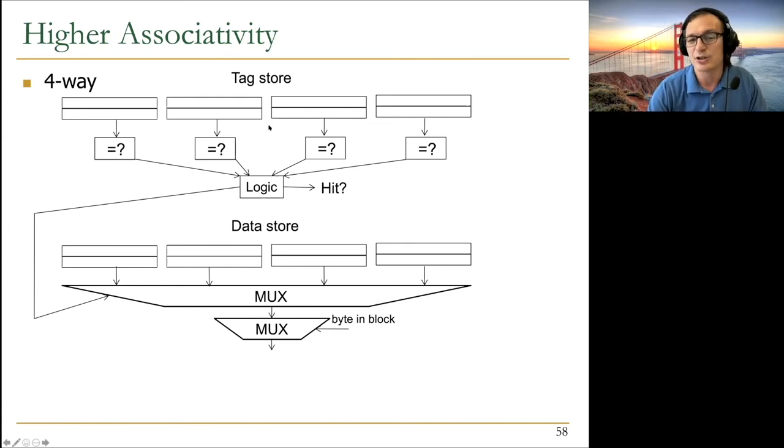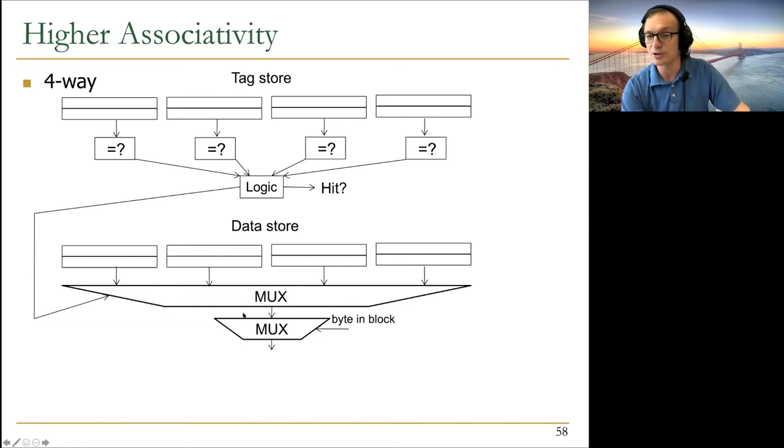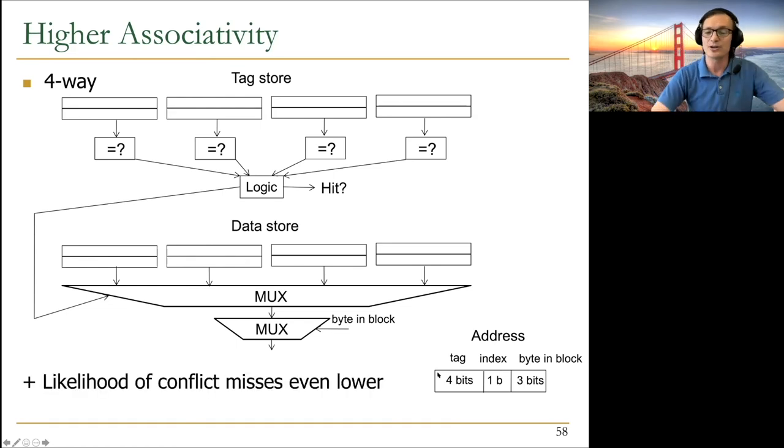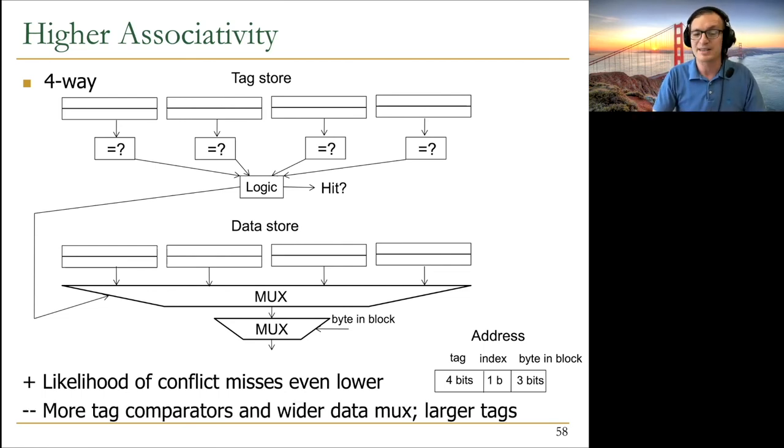Essentially, your logic to determine a hit becomes more difficult because now you have more comparators, and your mux becomes wider for the data store. So your latencies increase in this case also. And now your address looks a little bit different. Your index is only one bit now, and you decide based on that bit which set you're accessing, while your tag has become even larger, 4 bits. So clearly the likelihood of conflict misses is now even lower because you have more flexibility in the mapping. But now you have more tag comparators, a wider data mux, and larger tags.